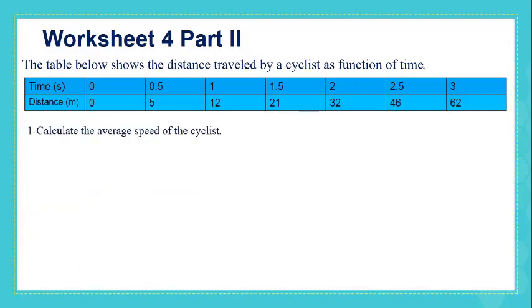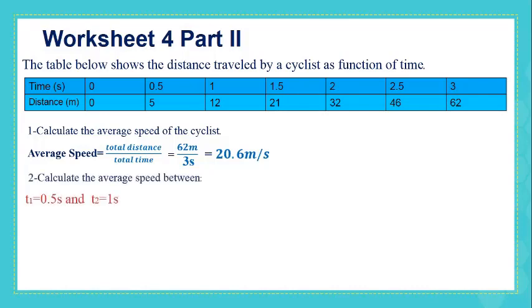Number 1. Calculate the average speed of the cyclist. Using the formula, average speed is equal to total distance divided by total time. The total distance covered by the cyclist is 62 meters. The total time taken by the cyclist is 3 seconds. So 62 divided by 3, the answer will be 20.6 meters per second. This value represents the average speed of the cyclist.